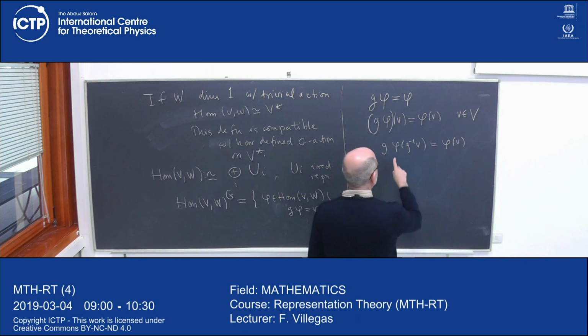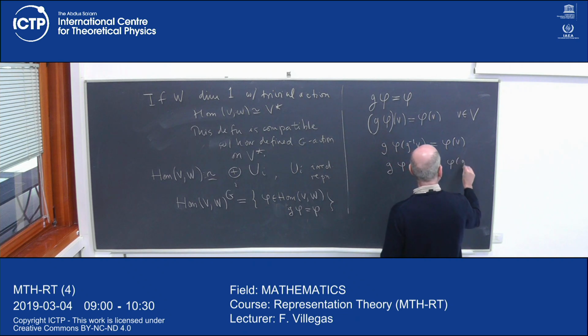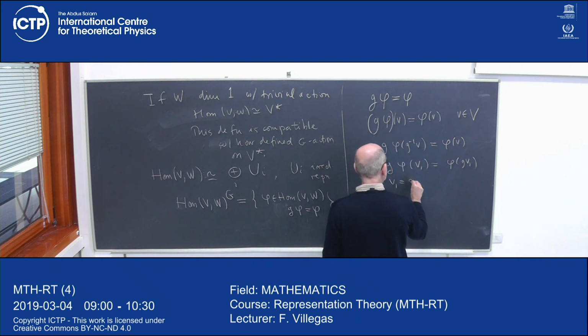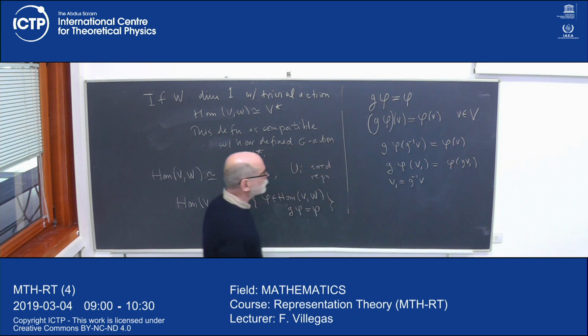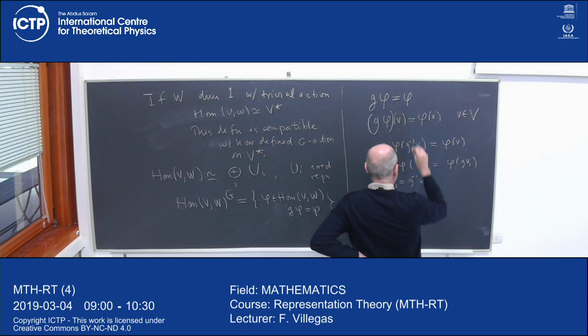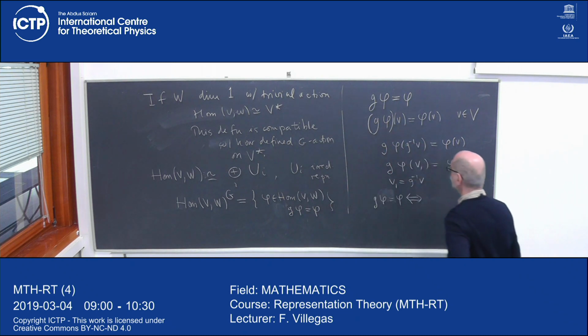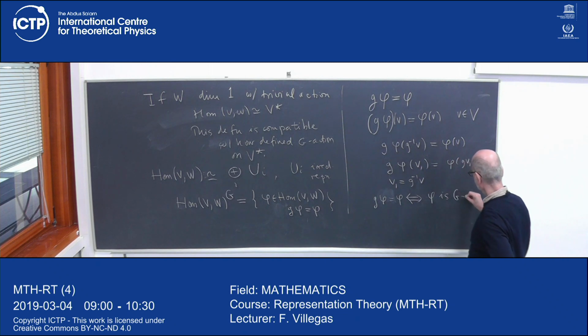Now I can change V to G inverse of V, and let's say V1, this is phi of G V1, where V1 is G inverse of V. And if V runs over all vectors of the vector space, so does V1. So the conclusion is that this holds if and only if this holds, which means that phi is G linear.